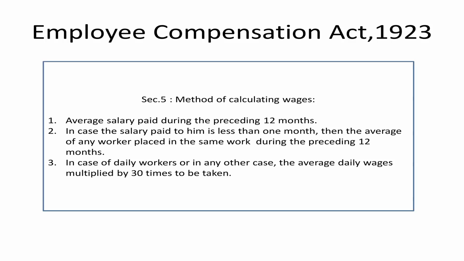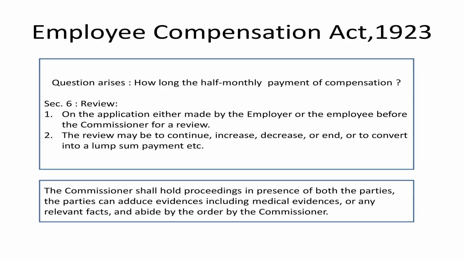Now, if you multiply 4,000 into 166.29, the amount you get is 6,65,160 rupees. So 6.65 lakh is the compensation payable to the deceased's family. This is how the compensation is calculated.